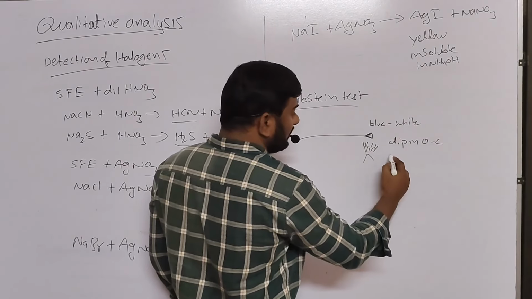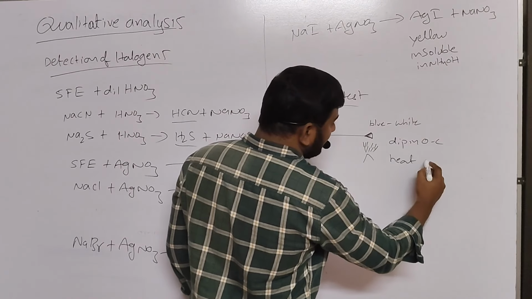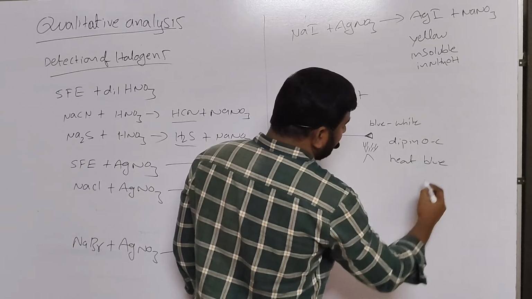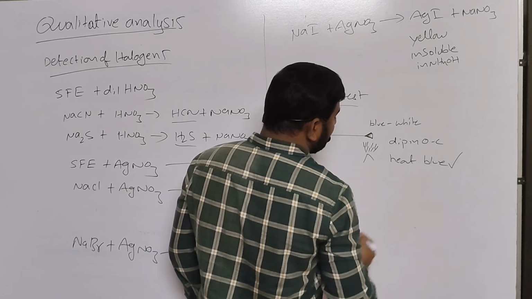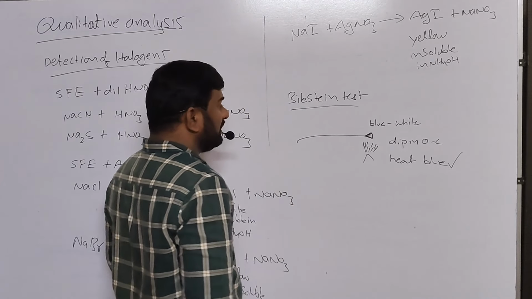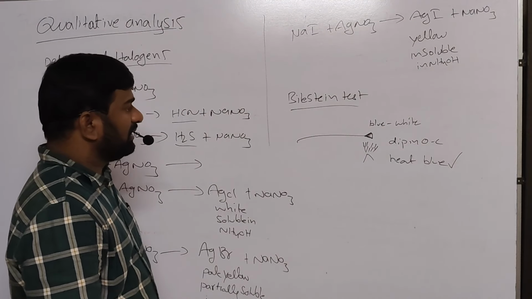If you heat again, and by heating again it gives a blue color, then halogens are present in the given organic compound.